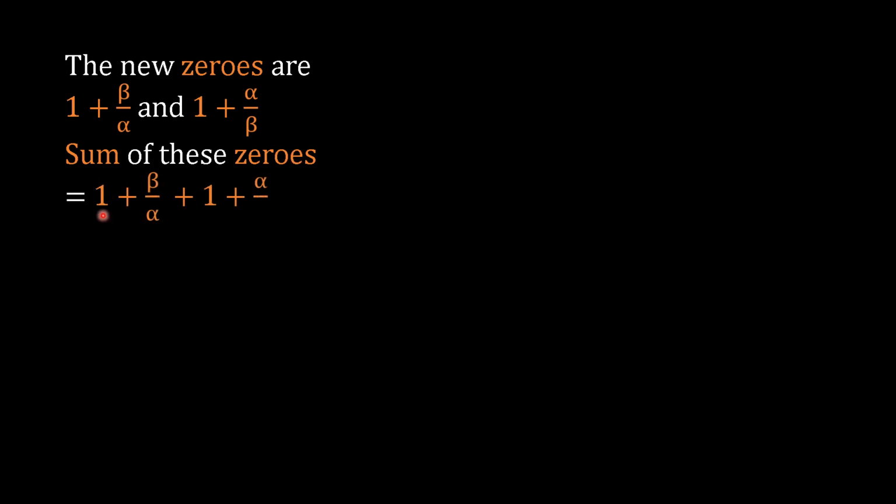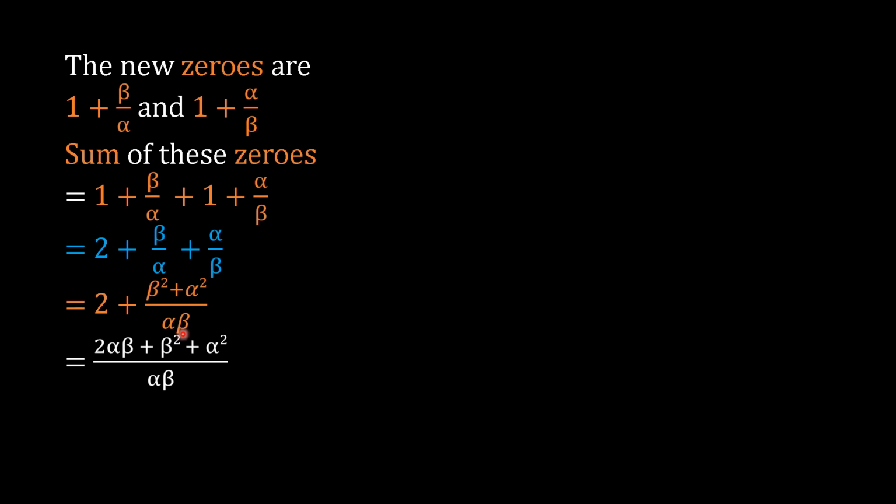The new zeros given are 1 plus beta upon alpha and 1 plus alpha upon beta. So sum of these zeros will be 1 plus beta upon alpha plus 1 plus alpha upon beta. It will be 1 plus 1, 2, and sum of these two, that is beta upon alpha plus alpha upon beta. It will be 2 plus beta into beta, beta square, alpha into alpha, alpha square upon alpha beta. Next, 2 multiplied by alpha beta will be 2 alpha beta plus beta square plus alpha square upon alpha beta.